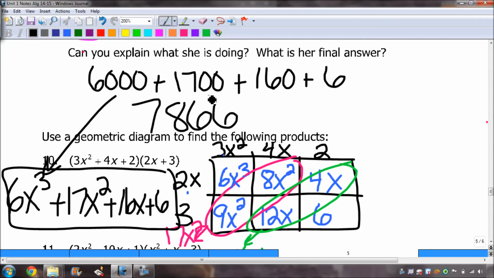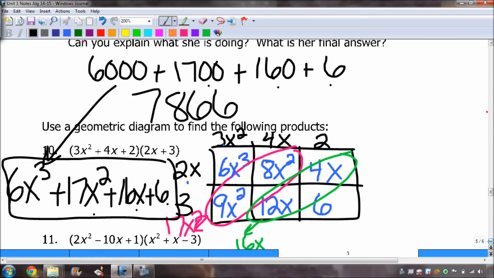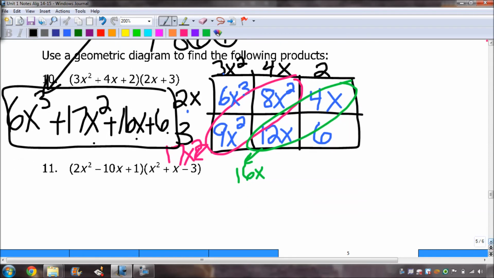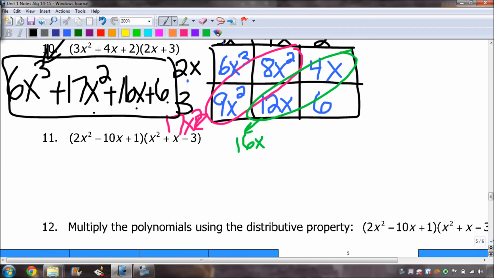This 1,700 is like the 17x squared. This set of 16 tens is like the 16x, and the 6 is like the 6. Okay? All right, so what I want you to do is use a geometric model to do question number 11.